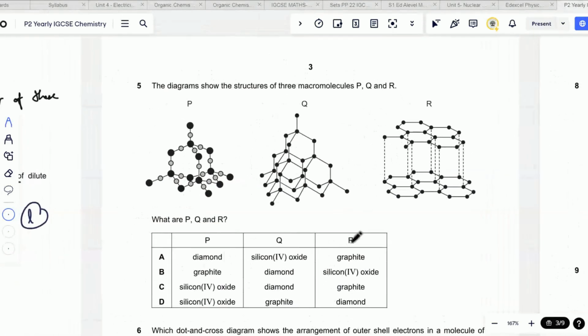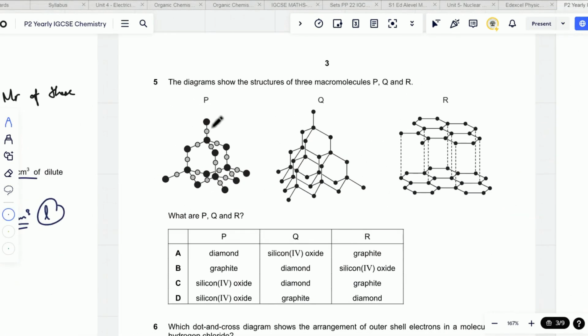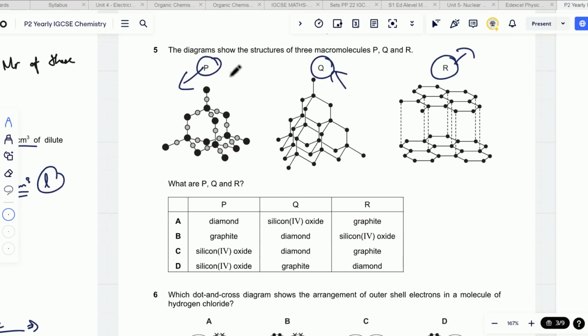Okay, this is easy. Remember these structures? What are these? Which one is this, and this? First tell me about this R. What is R? It's graphite. Okay, good. What about this one? Diamond. And what about this one? Silicon dioxide. So that means CQR. This would be silicon dioxide. Where is silicon dioxide over here? Between C and D. And then Q is diamond. Where is diamond? Okay, very good. So did you choose C?